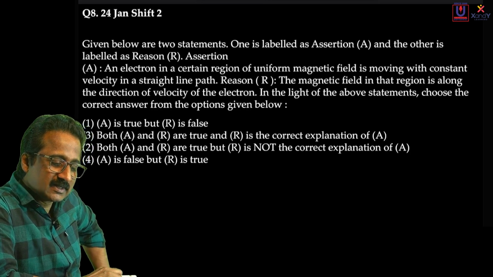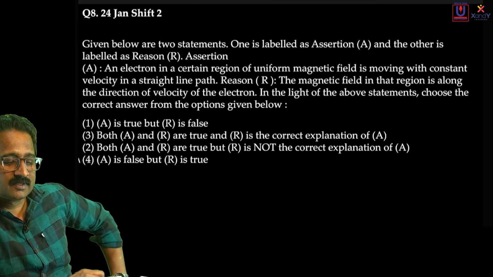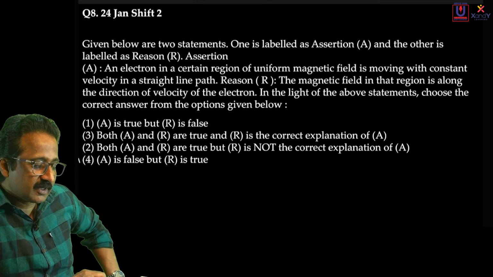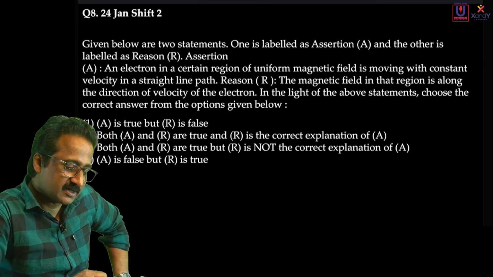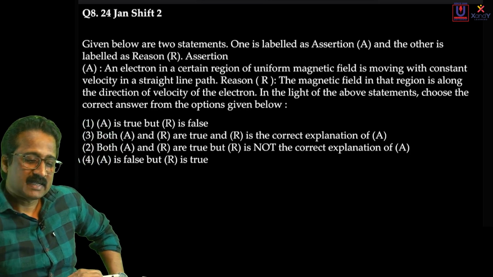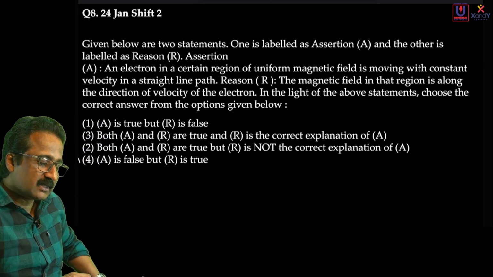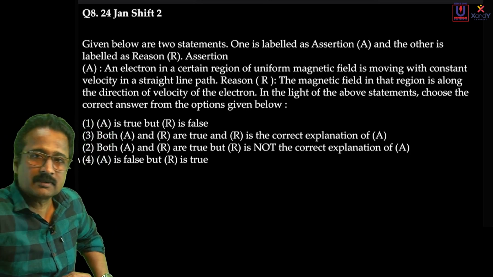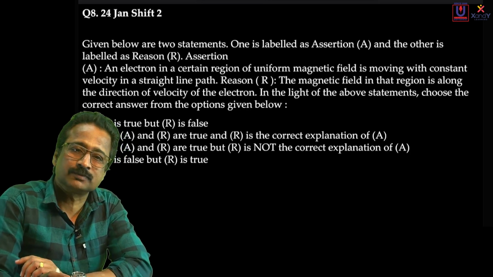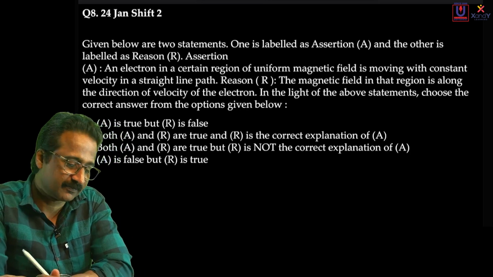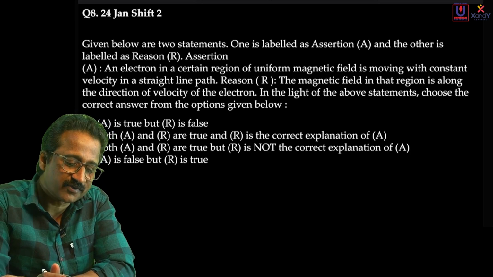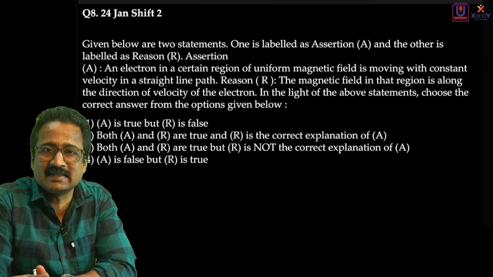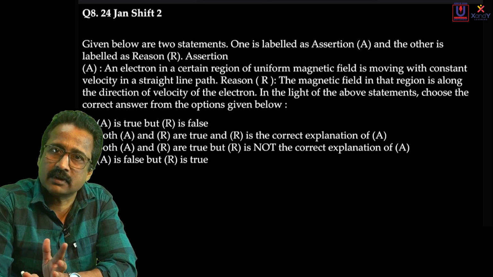An electron in a certain region of uniform magnetic field is moving with constant velocity in a straight line path. That is statement 1. Magnetic field in the region is along the direction of velocity of the electron. That is statement number 2. So these are the two statements we have. First statement is that electron is moving in a region of uniform magnetic field without any change in direction. Can that happen? Yes, it can happen.